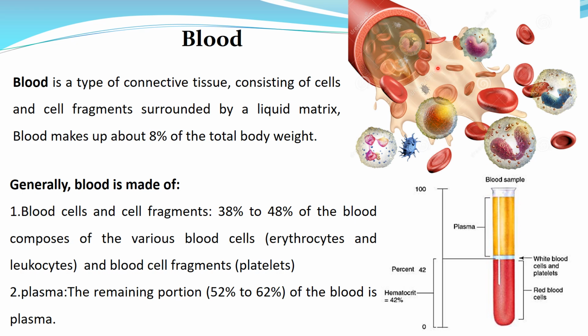So the remaining portion of the blood is made of the plasma. This watery background is the plasma, and about 52 to 62% of the blood is made of the plasma. It acts as a watery background, and the cells and the cell fragments are suspended in this.